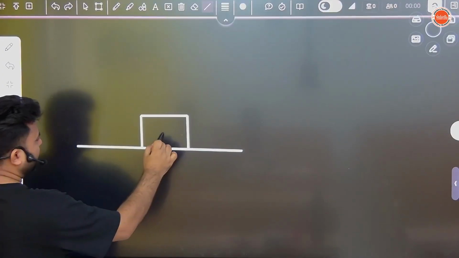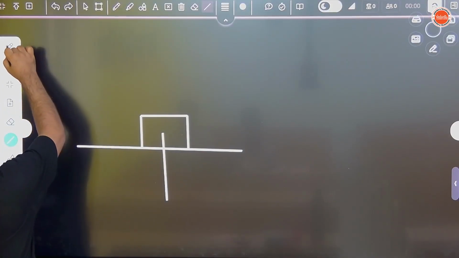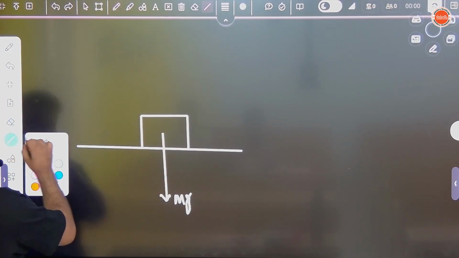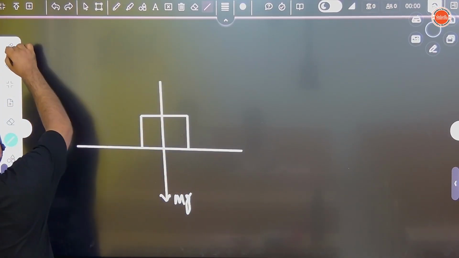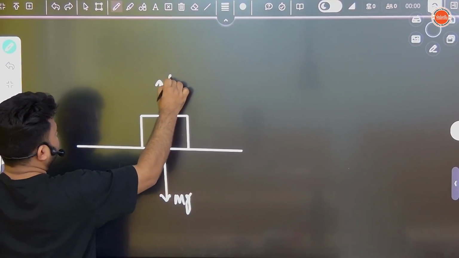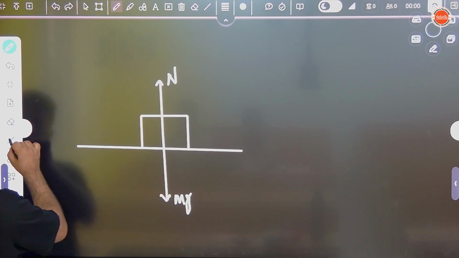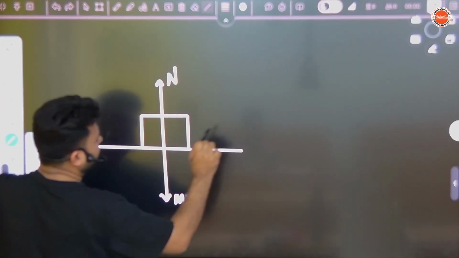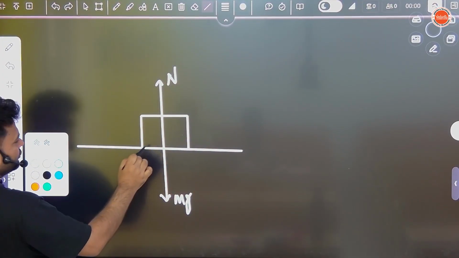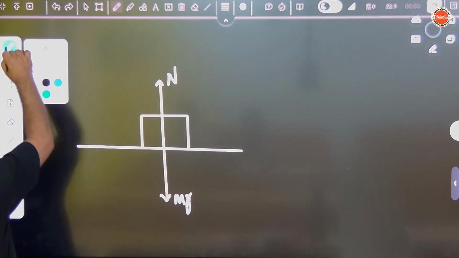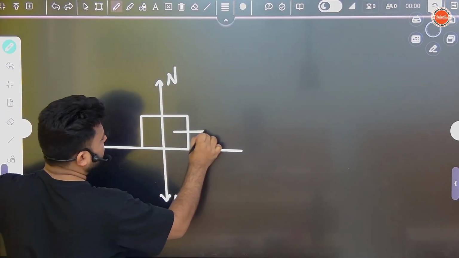What are the forces acting on it? So one force is mg, one force is normal, and suppose someone applied force, so friction. Suppose someone is applying force in this direction.